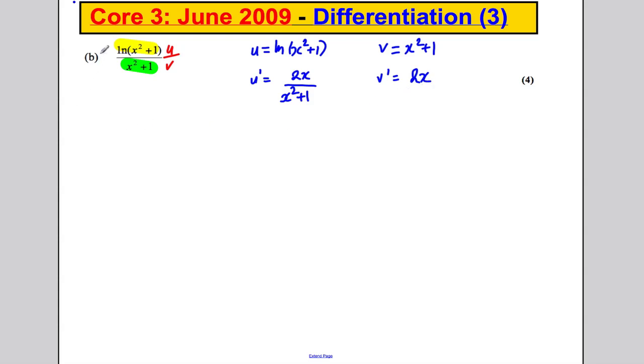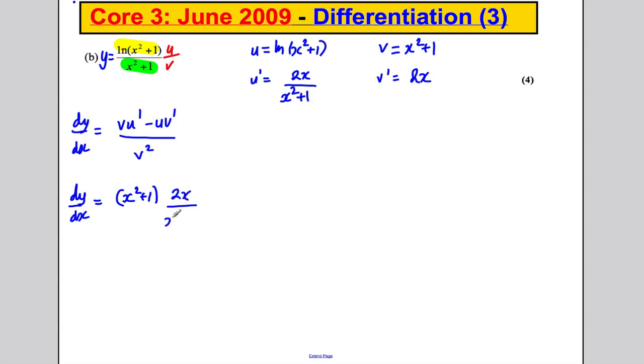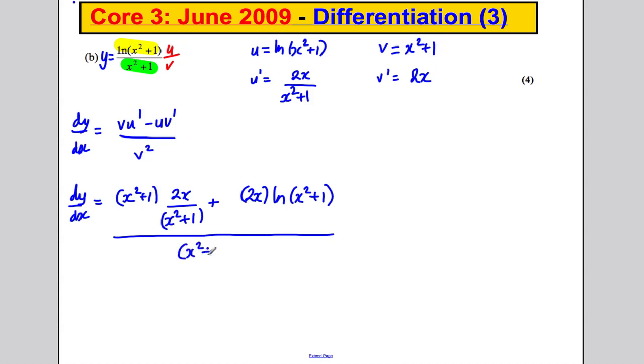And if y is equal to this, you know by the quotient rule that dy by dx is vu dashed subtract uv dashed, all divided by v squared. So it's just a substitution game here. Let's go ahead and do it. dy by dx is therefore equal to vu dashed. So this times this, I'll just write it out first. It'll be x squared plus 1 multiplied by 2x over x squared plus 1, plus uv dash, so that times that, so plus 2x ln x squared plus 1, all divided by v squared, so this squared, x squared plus 1, all squared.